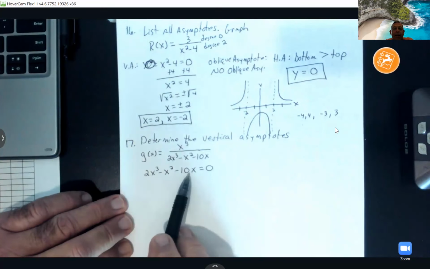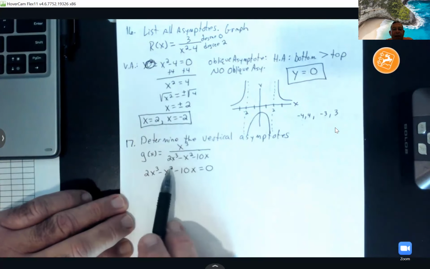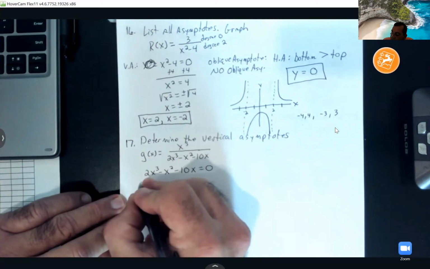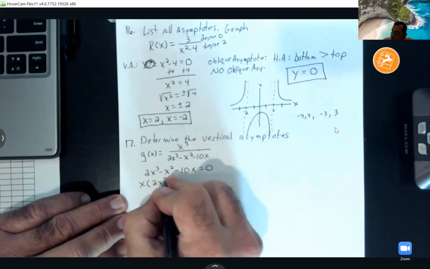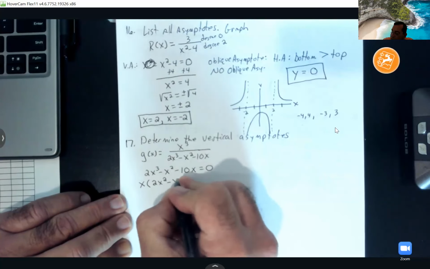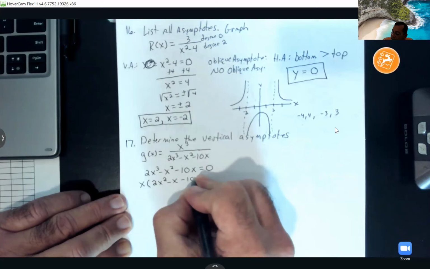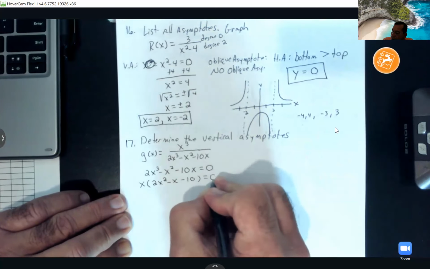So y'all, the first thing you got to do to factor this is factor out that greatest common factor of the x. So you would factor out 1x, which would leave you a 2x squared minus x minus 10, all equal to 0.